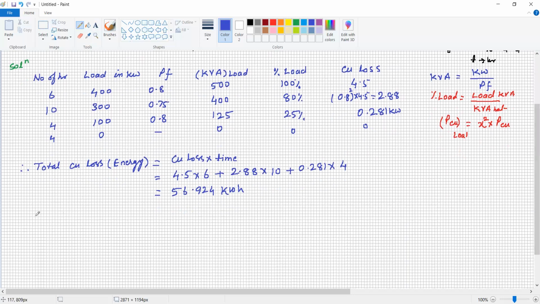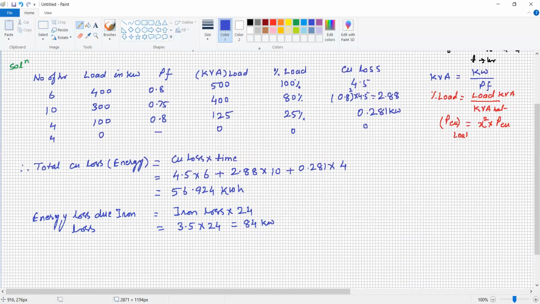Now energy loss due to iron loss. So again it is iron loss multiplied by 24 because the transformer is connected 24 hours. What is the iron loss? Rated iron loss is 3.5 kilowatt multiplied by 24, which is equal to 84 kilowatt hours.